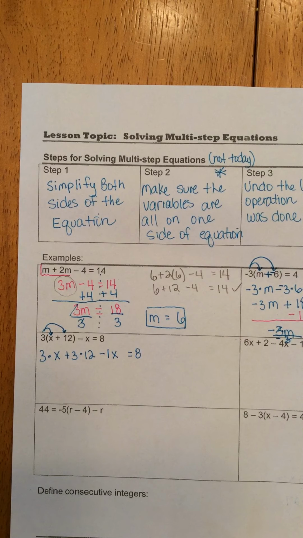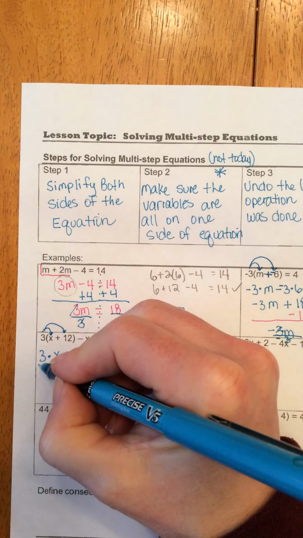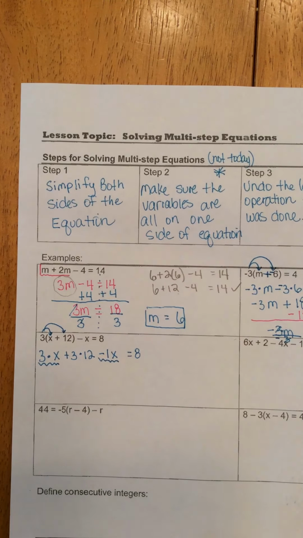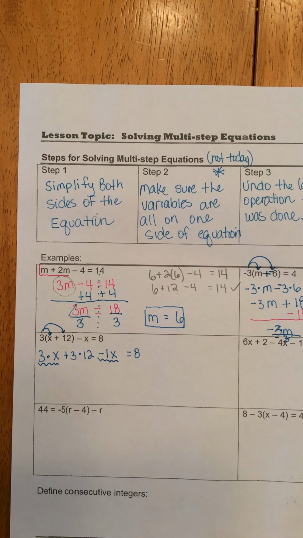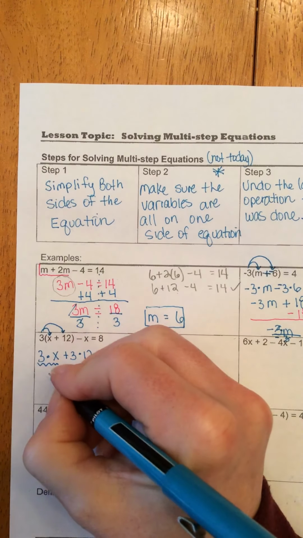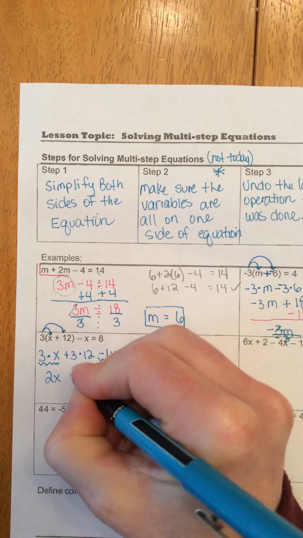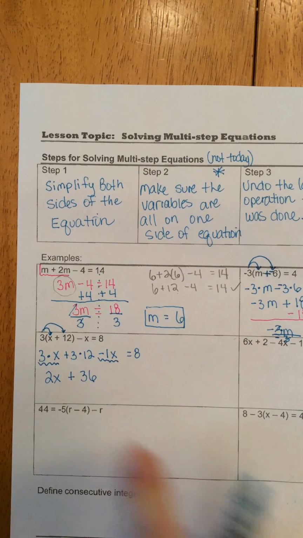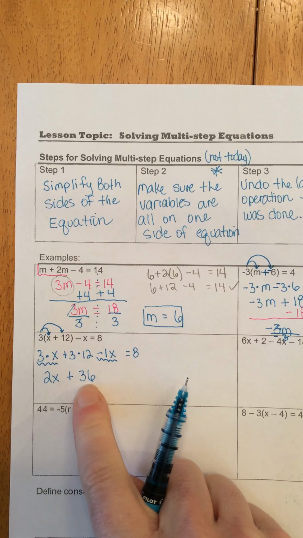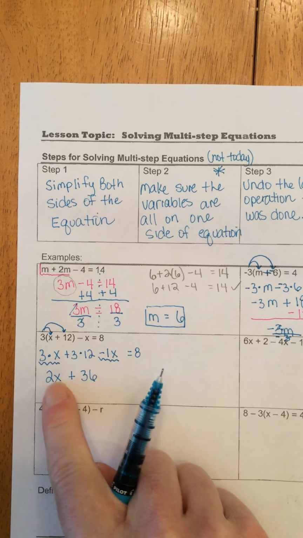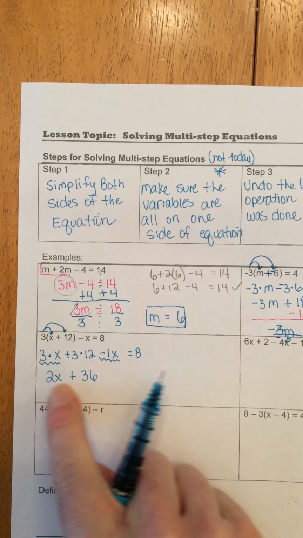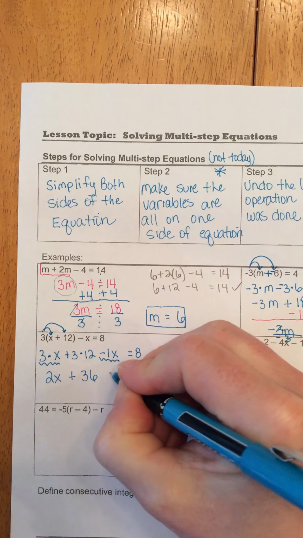I still have some simplification to do because I have a 3x minus 1x on this side. So I need to add those like terms. 3x minus 1x is 2x plus 3 times 12 is 36. If you would rather write it as 36 plus 2x, that's fine. Just make sure on this side I have a 36 and a plus 2x on the one side of the equation, and that equals 8.